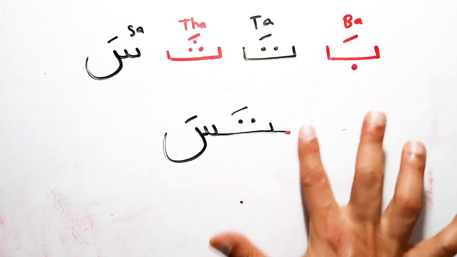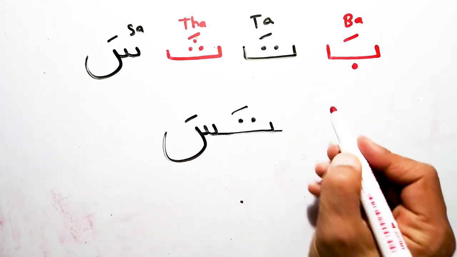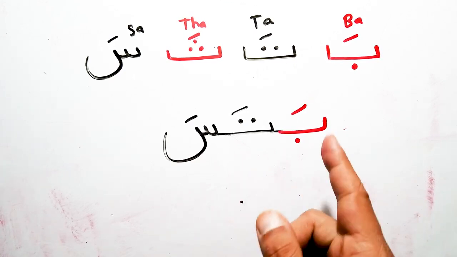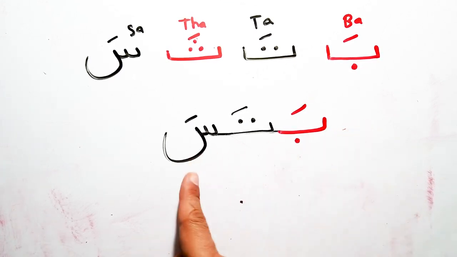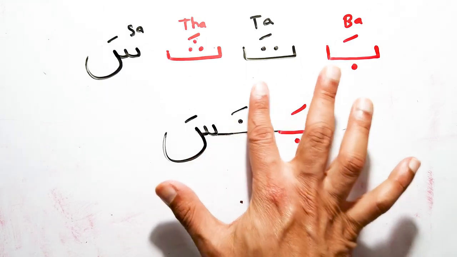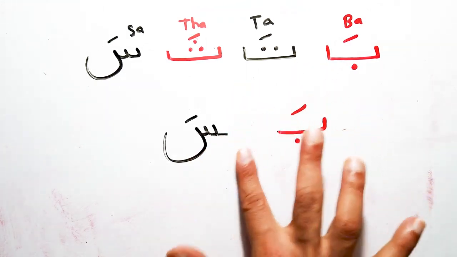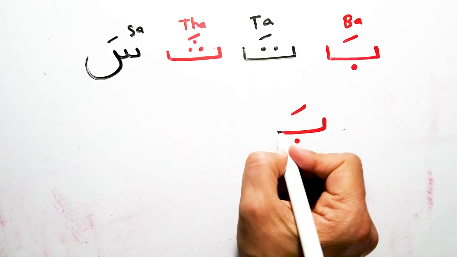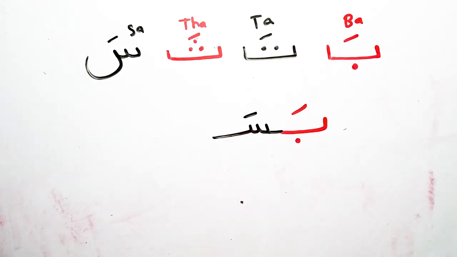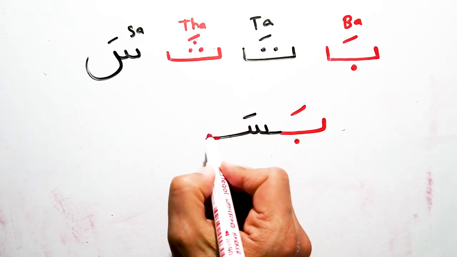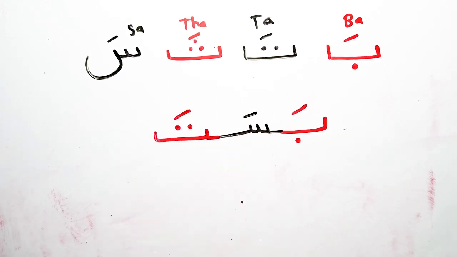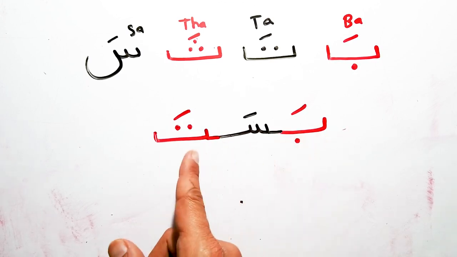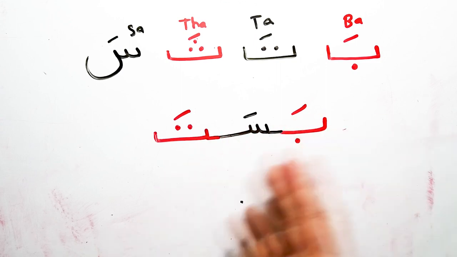Okay, let's remove tha and let's add ba in the beginning. Ba, batasa, batasa, batasa. Let's remove ta and let's remove sa. Let's add sa in the middle here like this, and let's add ta in the end. Ba, basa, basata, basata, basata.